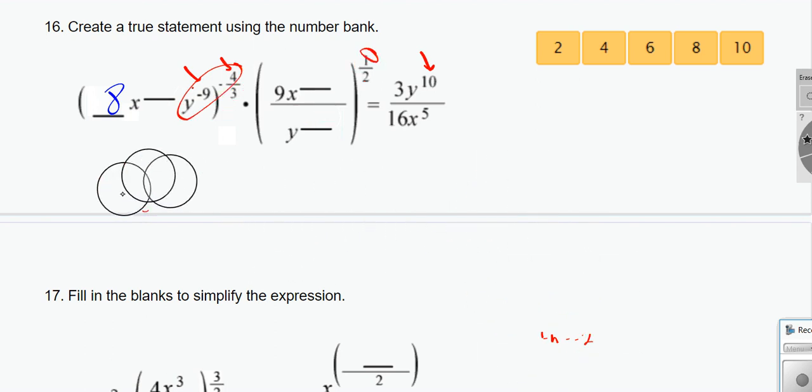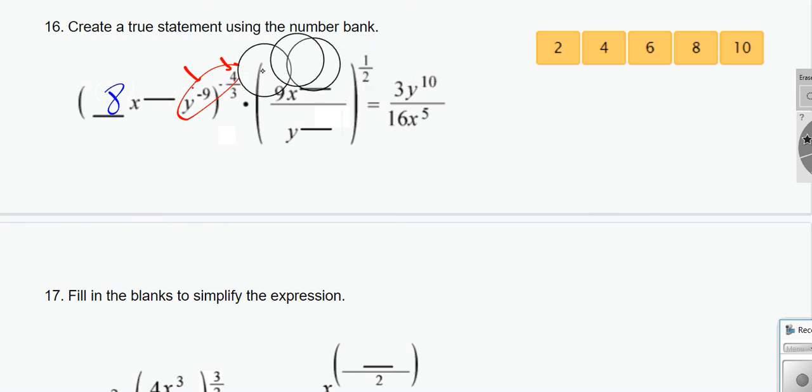Whoa. A little overzealous there with my erasing. Let's try that again.